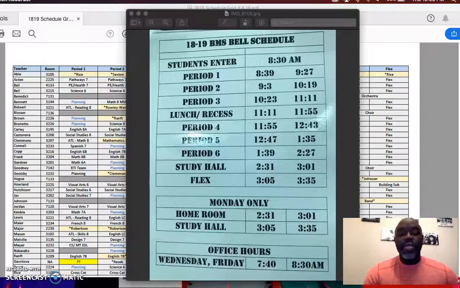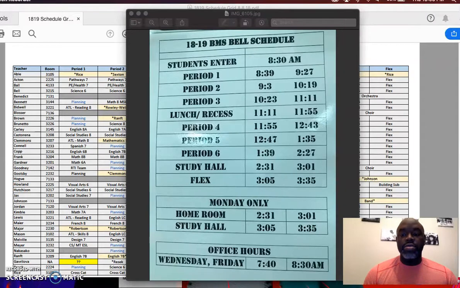Hi, everyone. I'm going to explain how our master schedule works for our middle school. In front of you, the first thing that you're going to see is our bell schedule. This is a really good indicator and thing to look at in order to see how our day exactly breaks down. We have office hours, which are at the bottom of the schedule.